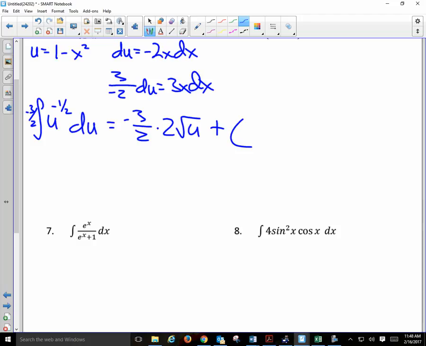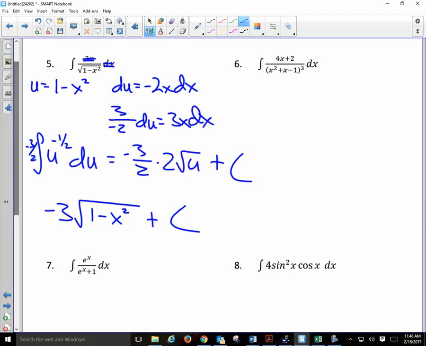What happens? Negative 3 root of 1 minus x squared plus a constant. If I take the derivative of this, what should I get? Yep, what we have at the beginning.